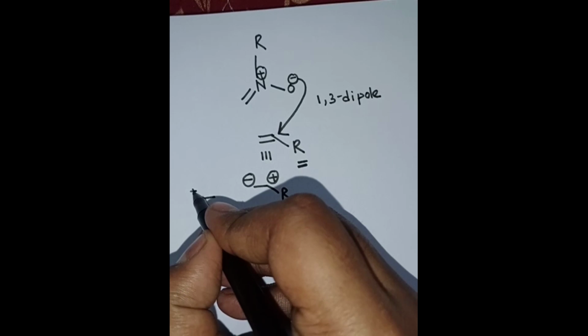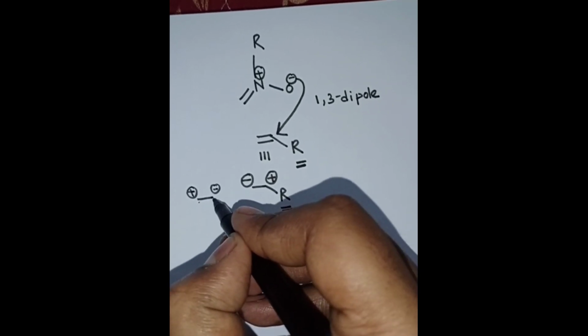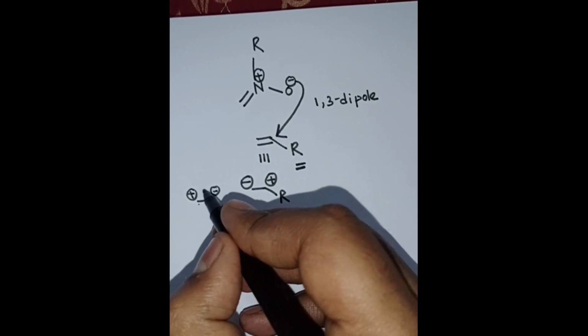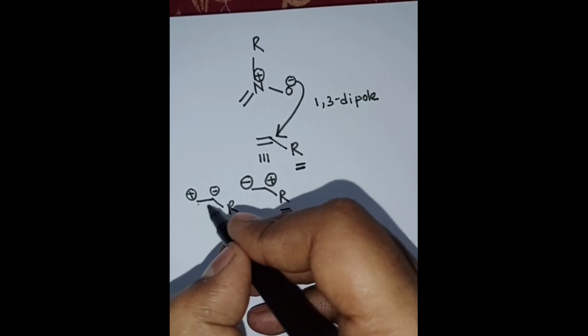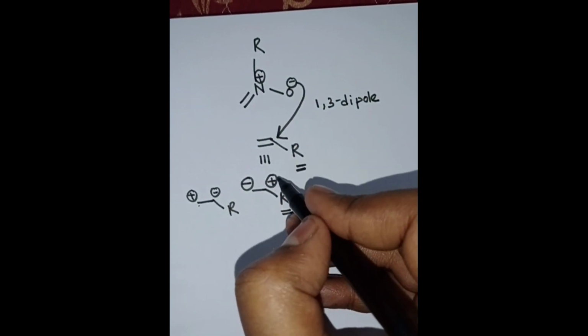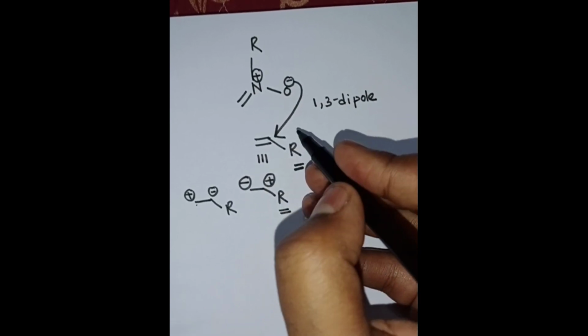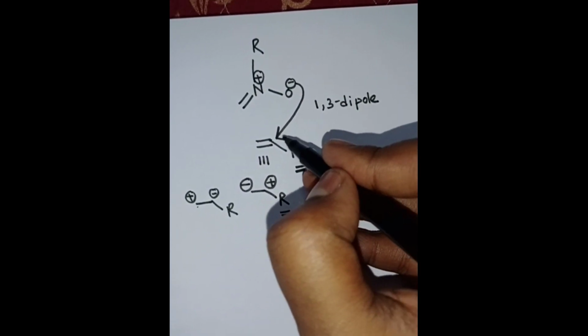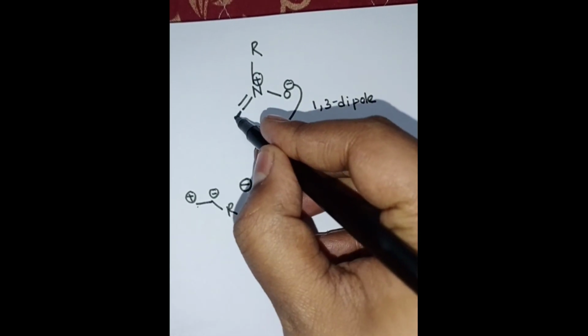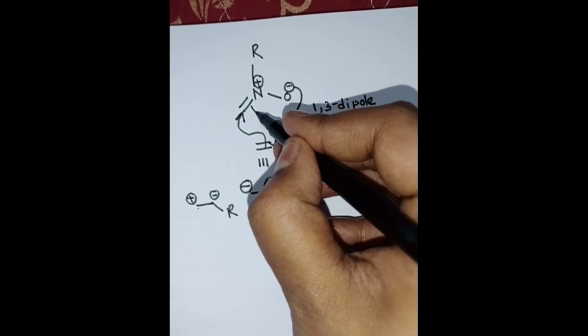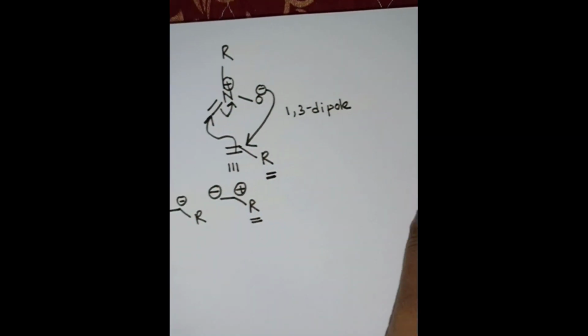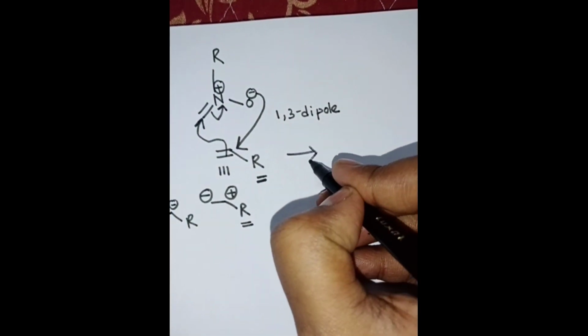But if I write the other conformation, in that case this will not be favorable. So this double bond, we can imagine, will behave like this conformation. The negative charge will attack here, and this bond will attack here, and this nitrogen center will be stabilized. So what will we get?